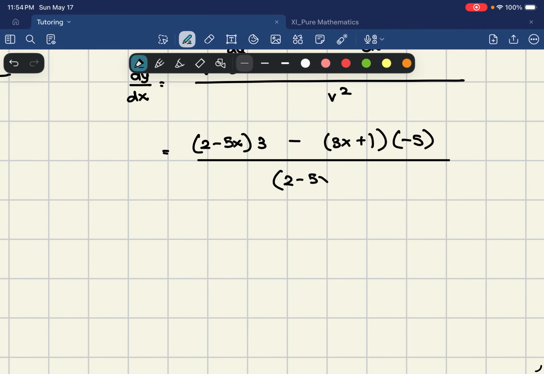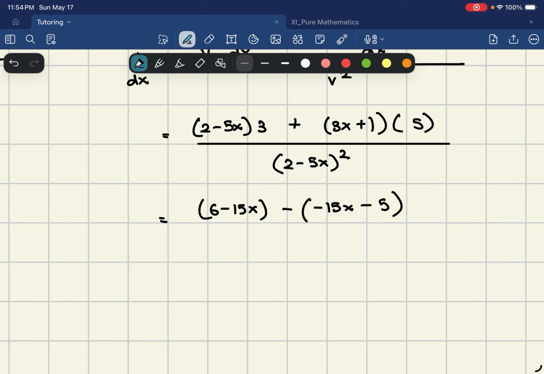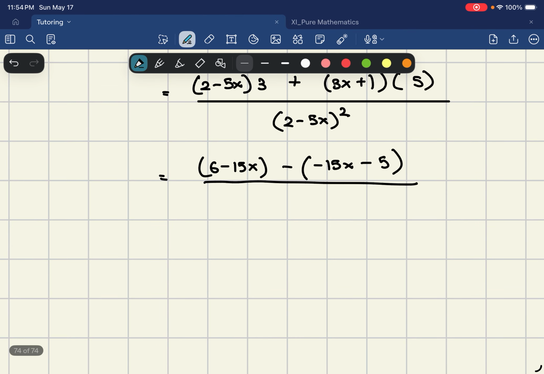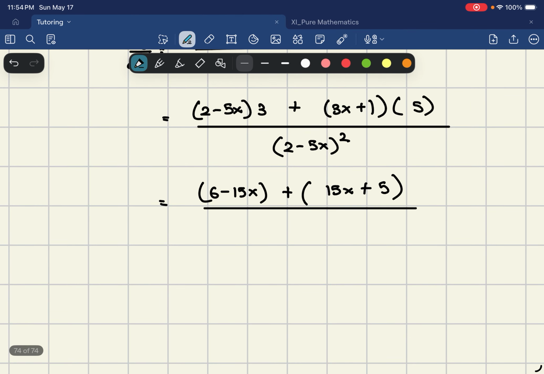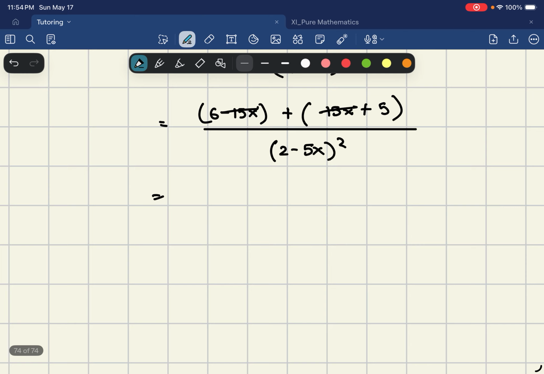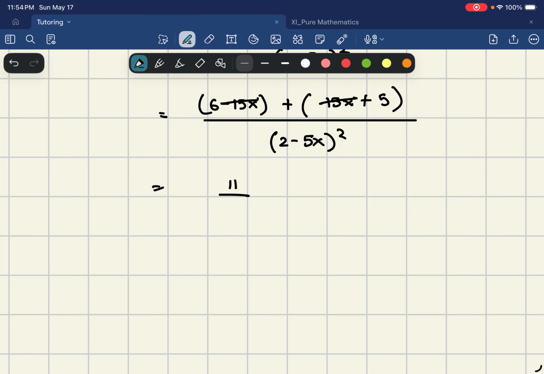So now we can simplify this. We have 6 minus 15x in our first term, minus 15x minus 5 for our second term. Or actually, you could send this minus term here, so you no longer have a minus. You can simplify however you want. Actually, you can have a plus sign here, and that is also going to work. Over 2 minus 5x squared. So minus 15x plus 15x cancels out, and 6 plus 5 gives me 11. So 11 over 2 minus 5x squared, and that is my solution for D.